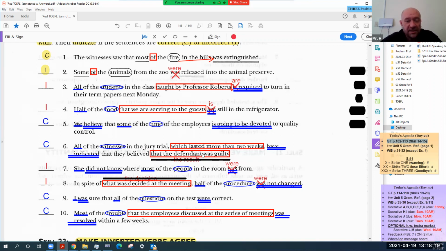Why? The clause replaces a noun. If the clause replaces a noun, it's a noun clause. In number 4, this doesn't replace a noun. This describes a noun. So an adjective describes a noun, right? This is why it's an adjective clause in number 4.